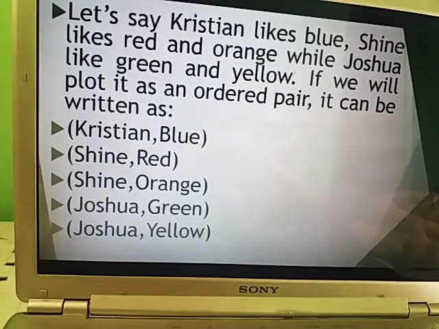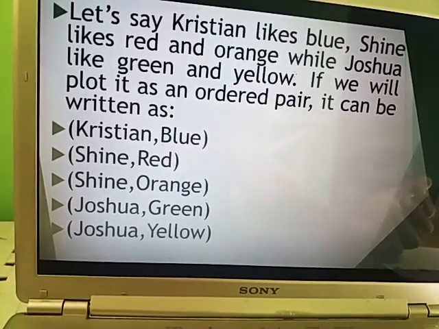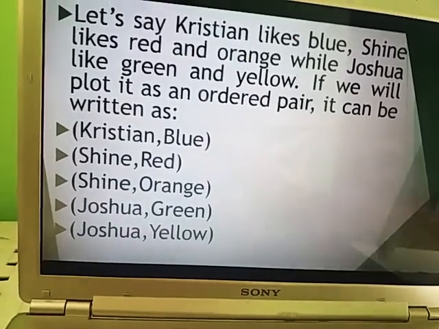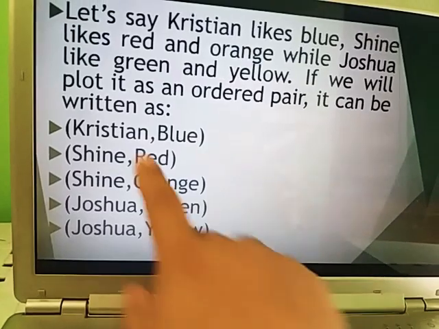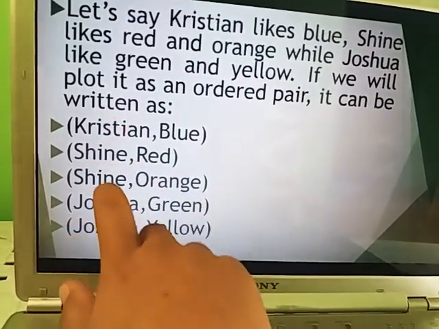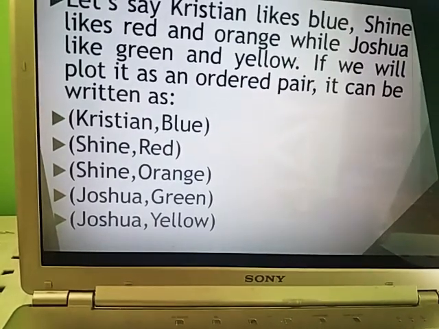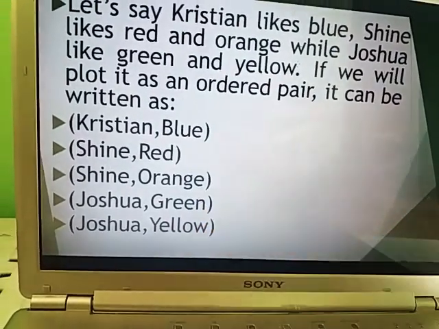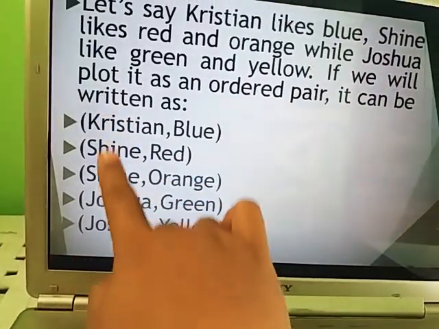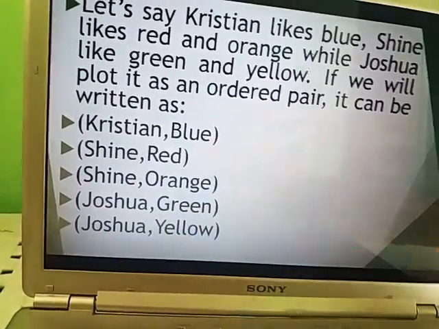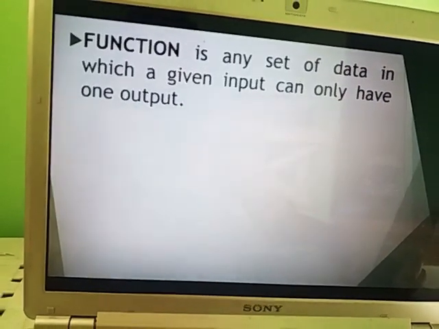So as you can see, these are ordered pairs. Do you remember your X and Y as an ordered pair? For example, this is X and this is Y. And your Christian, Shine, and Joshua are the domain, while the colors are the range. So these are the inputs and these are the outputs. Okay. So let's have function.